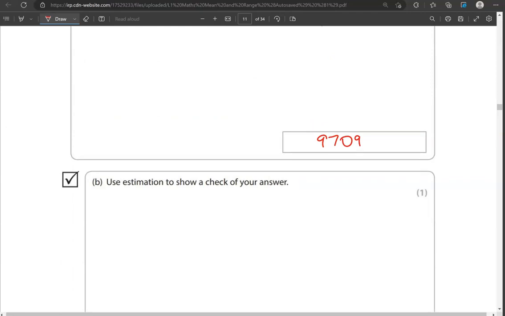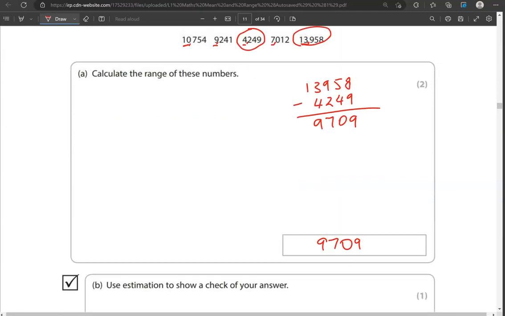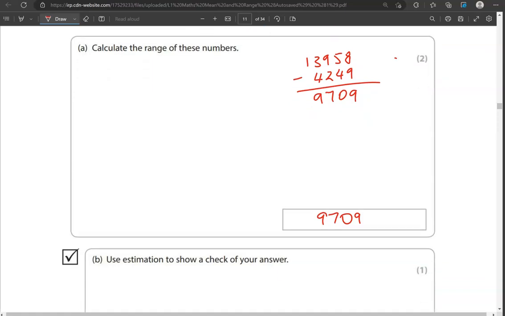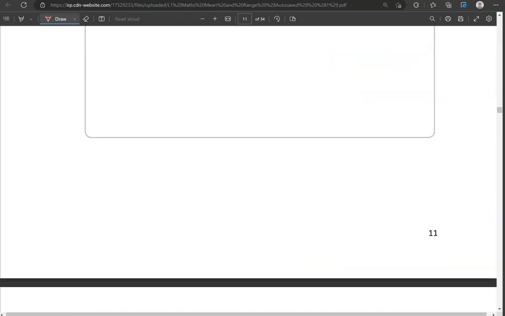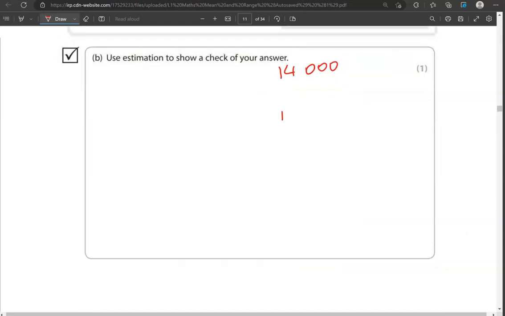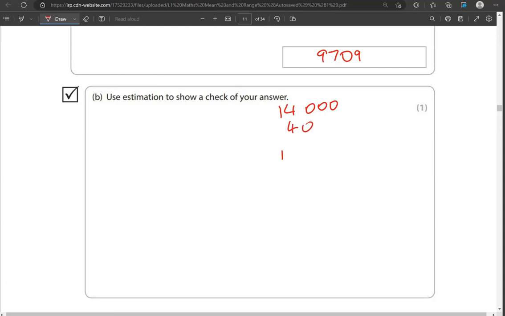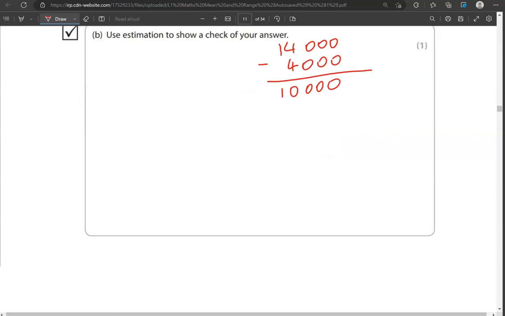Use estimation to show a check of your answer. So 13,958, we can round that to 14,000. 4,249, we can round that to 4,000. So 14,000 take away 4,000 gives us 10,000, which is quite close to 9,709.